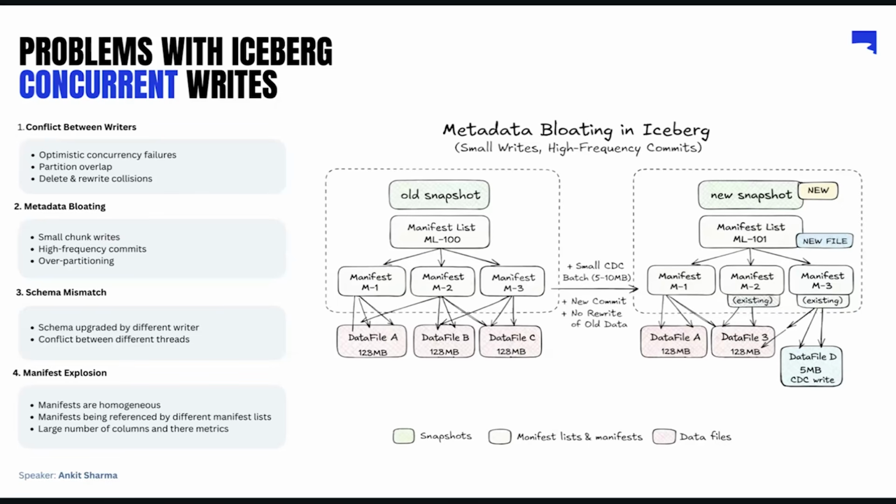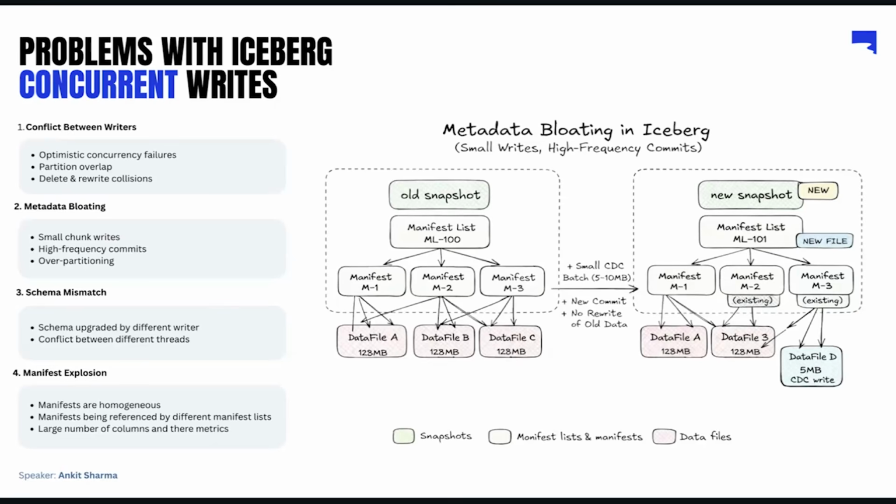The third problem is schema mismatch. Let's say you are writing through different writers. One writer has evolved the schema. What will happen to the next writer, and how will it connect with the global schema, or how will it maintain its schema with the Iceberg table? That's again a problem.